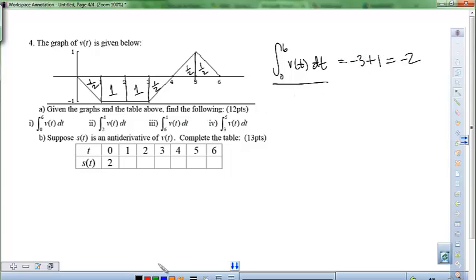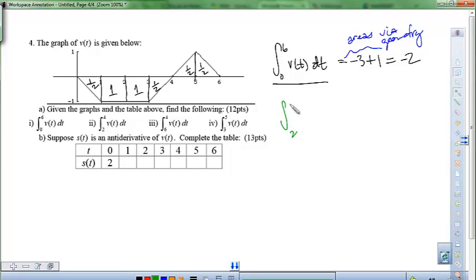And this is all geometry. And our geometry is looking for areas of circles or areas of triangles and rectangles. In a test situation, you may be asked to find the area of a circle. Okay, so that's our first one. Let's do the second one.